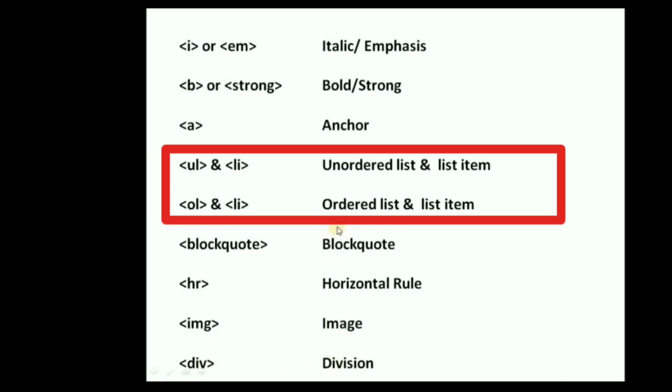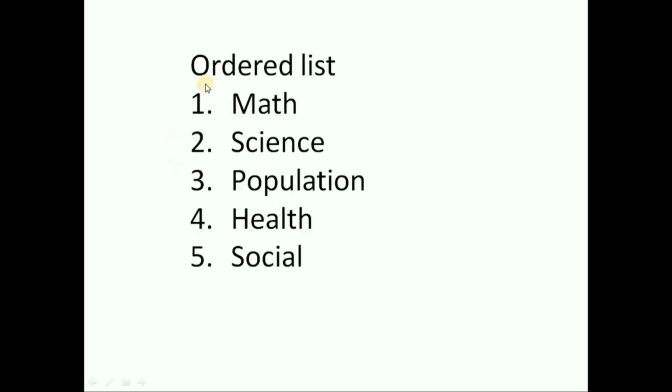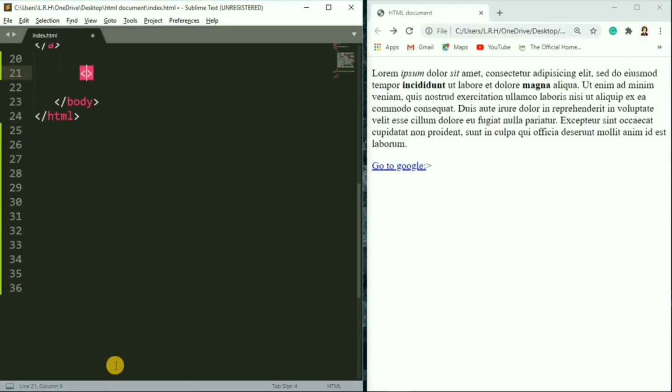Now we are going to learn to create lists. There are two types of lists, unordered list and ordered list. Unordered list is like bulleting. You can see the example, apple, banana, orange, grapes. And ordered list is like numbering. You can see 1, 2, 3, 4, 5, math, science, population, health, social. Let's have a look at an example, the UL tag. This is for unordered list. And we use the li tag to wrap the names of the elements, which stands for list item.